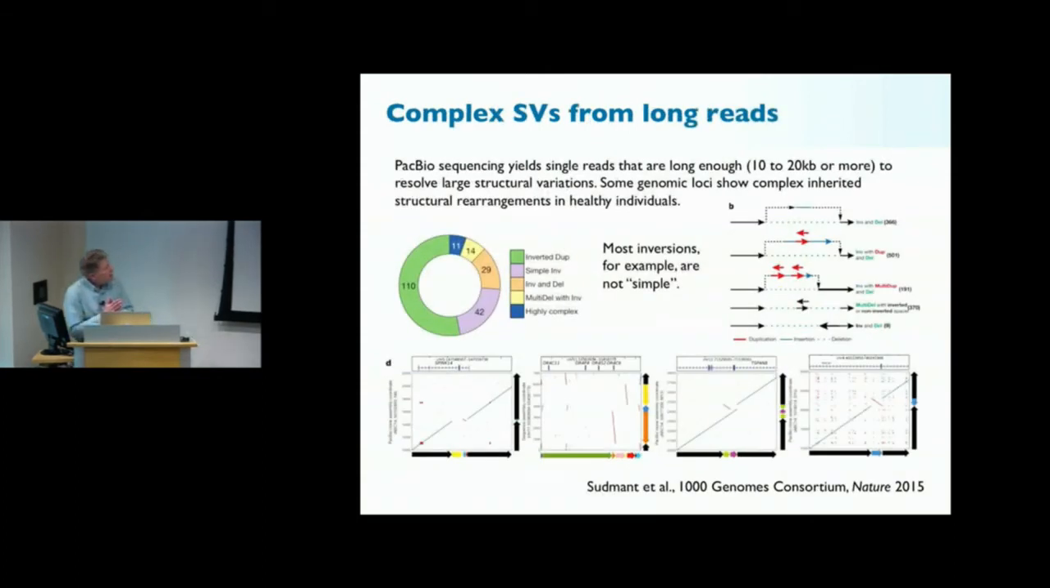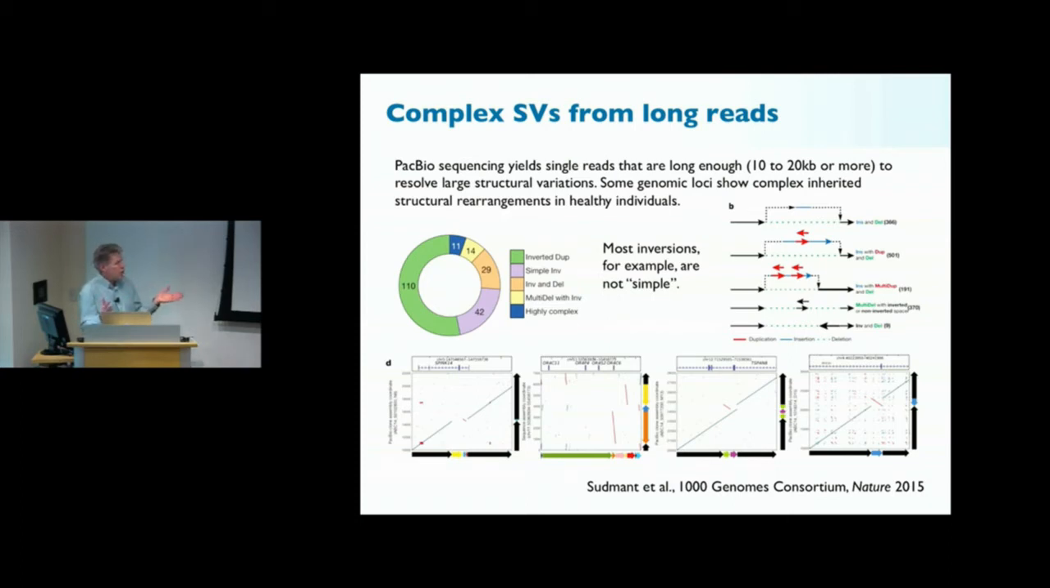So then, as long read technologies like PacBio came along, this gives you a different way to look at structural variation and more power in many ways to look at certain kinds of structural variation. So PacBio sequencing, you get very long reads, 10 or 20 kb, although the base error rate tends to be higher than Illumina sequencing.